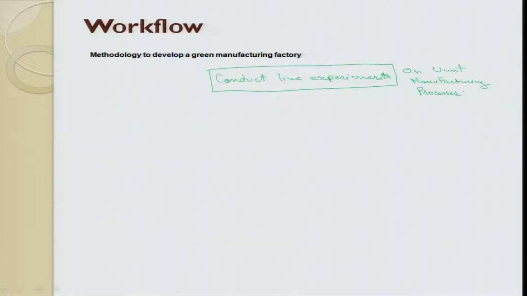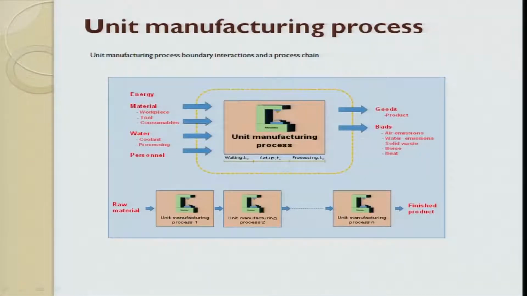Now, what are unit manufacturing processes? Just recalling, here we have a unit manufacturing process. A single unit or a single machine, that might be a milling machine, drilling machine, grinding machine, some modern machine, maybe turning, lathe, anything. It has certain inputs and certain outputs. Inputs are the resources that we use. Outputs are the product or maybe some waste.